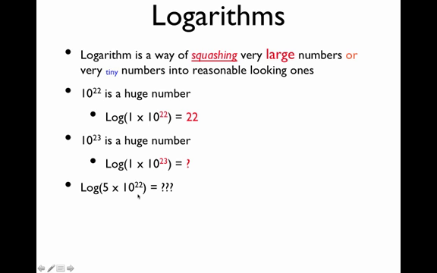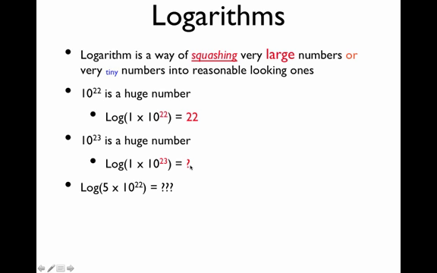For those of you who are pretty familiar with this and find this easy, this number down here, 5 times 10 to the 22, is actually 2 times smaller than 1 times 10 to the 23. But I don't expect you to be that comfortable with this. All I really want you to realize is that this number here is somewhere in between this big number and this bigger number. Because of that, the logarithm of this 5 times 10 to the 22 hopefully is going to be somewhere in between 22 and 23. And it is.